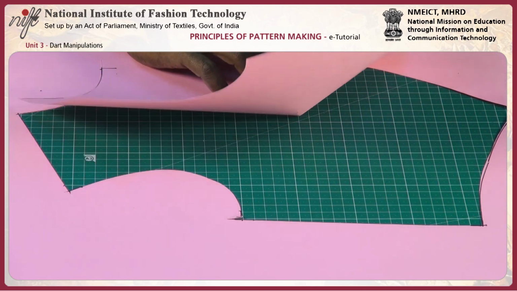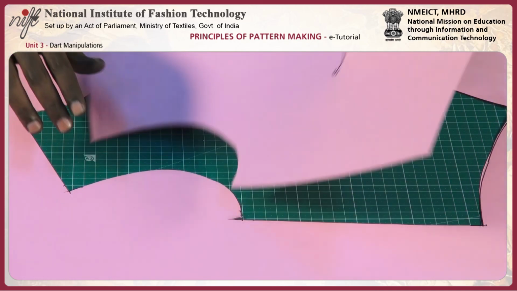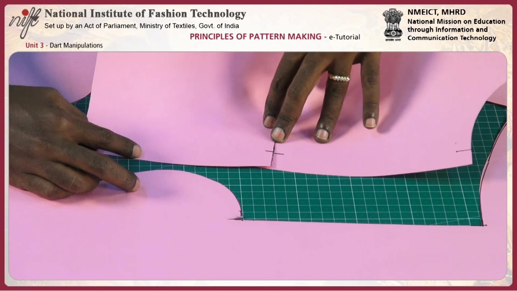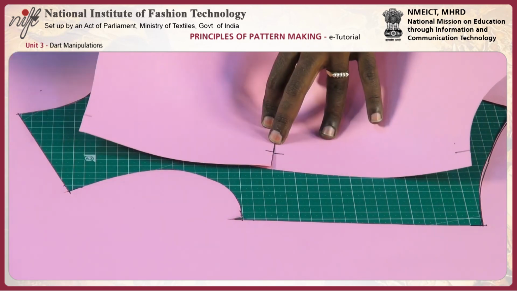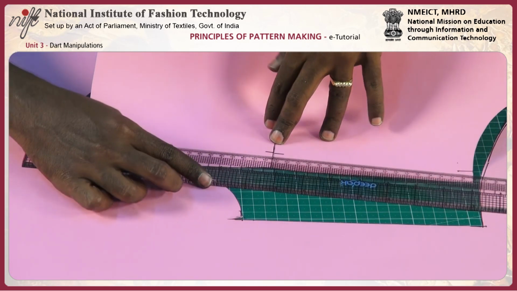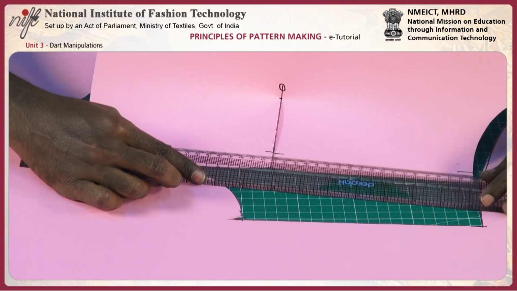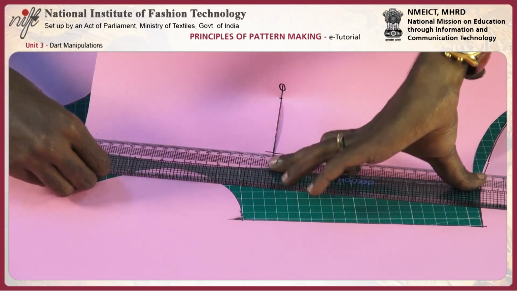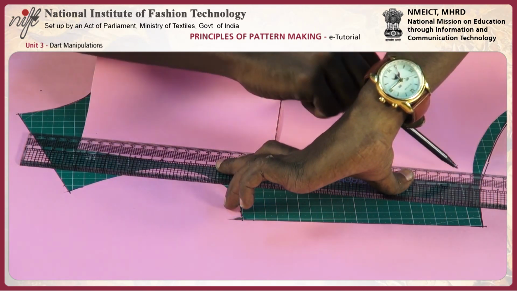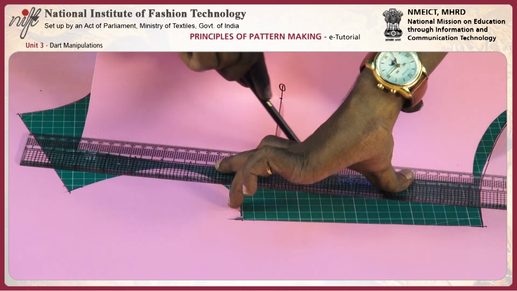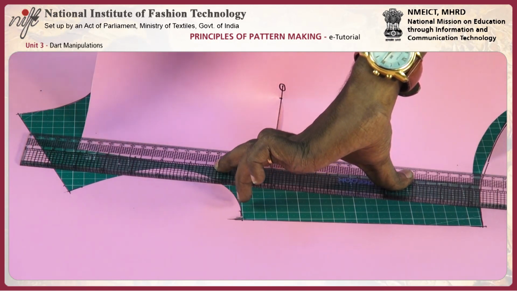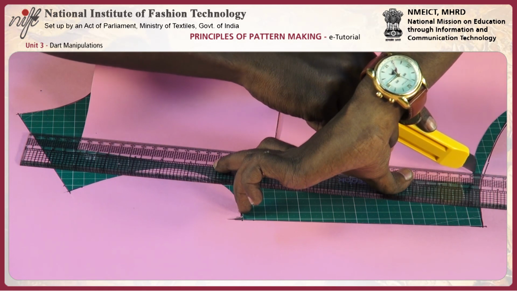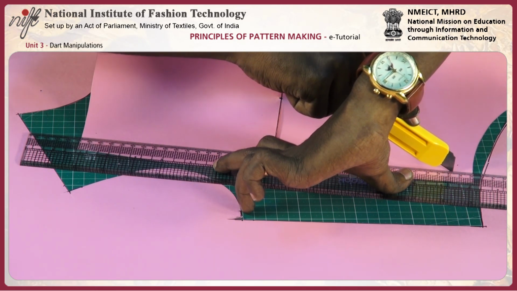Cup the pattern and make a straight line. Draw a straight line from center front neck to center front waistline. Cut the pattern.